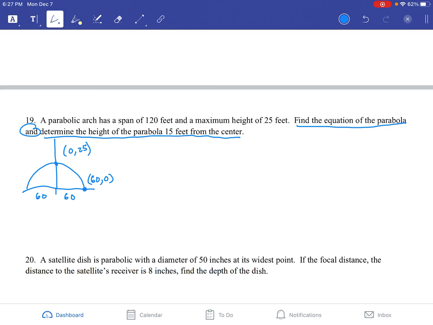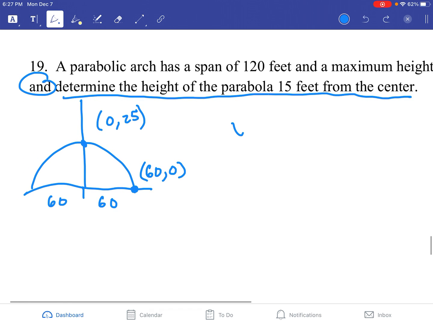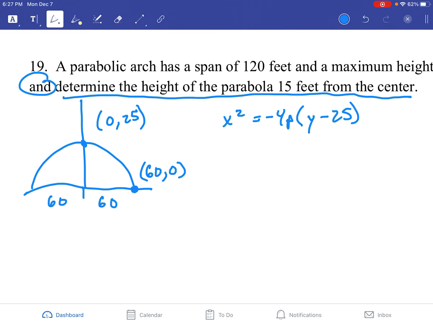So it is a parabola that's upside down, which means since it's going up and down, the x is going to go in front. Let's make this bigger. The x is going to go in front. Our h is 0. Our k is going to be negative 25. We do minus 4 times p. It's minus 4 because it's 4 for all parabolas that we're using. And it's negative because the graph is going upside down.